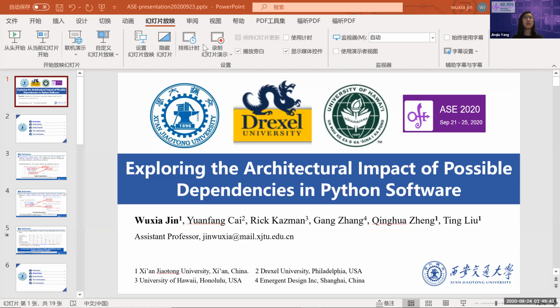Wuxia Jing is right now working as an assistant professor in Xi'an Jiaotong University in China. She obtained her PhD in Xi'an Jiaotong University recently, and her research interests include software architecture, code analysis, and microservice. This work that she's going to present is about exploring the architectural impact of possible dependencies in Python software.